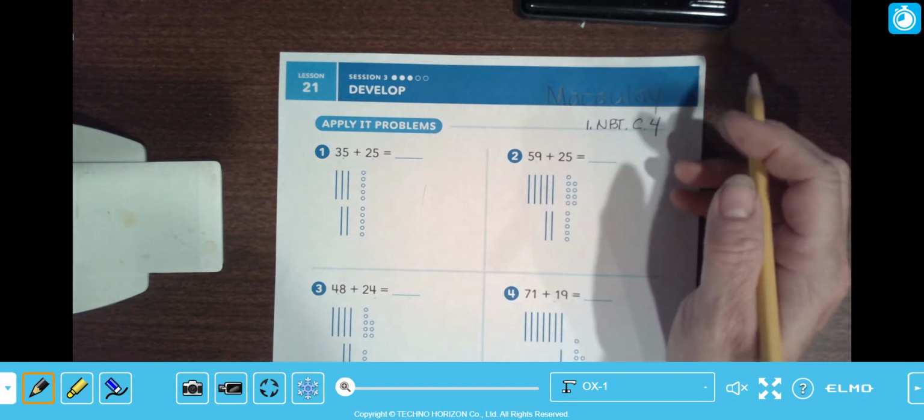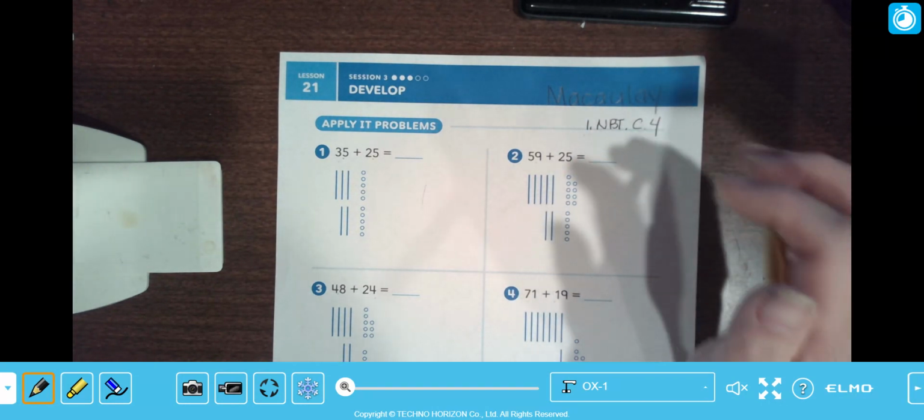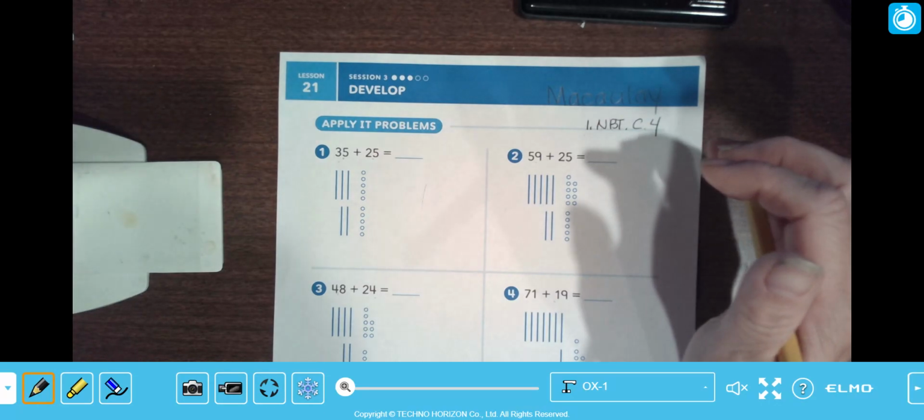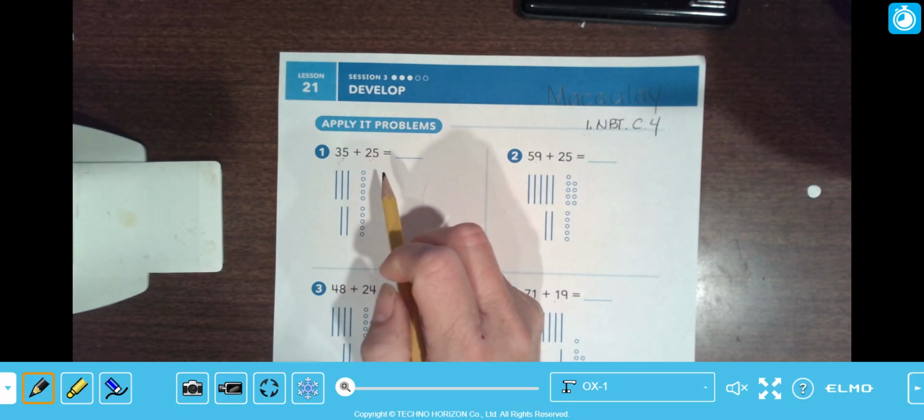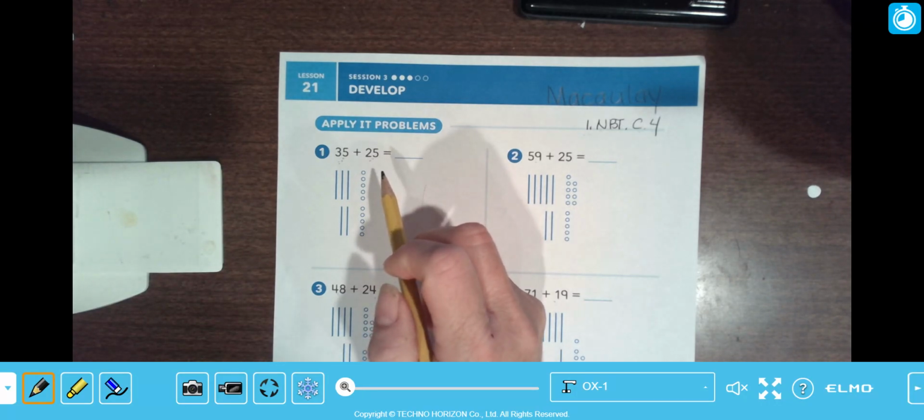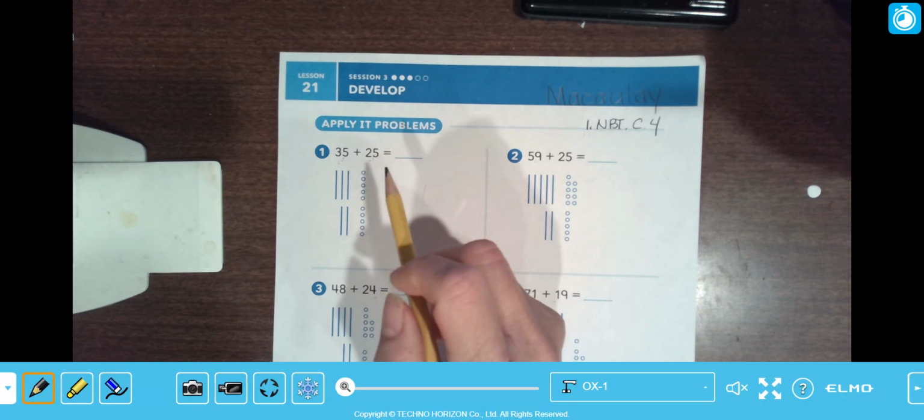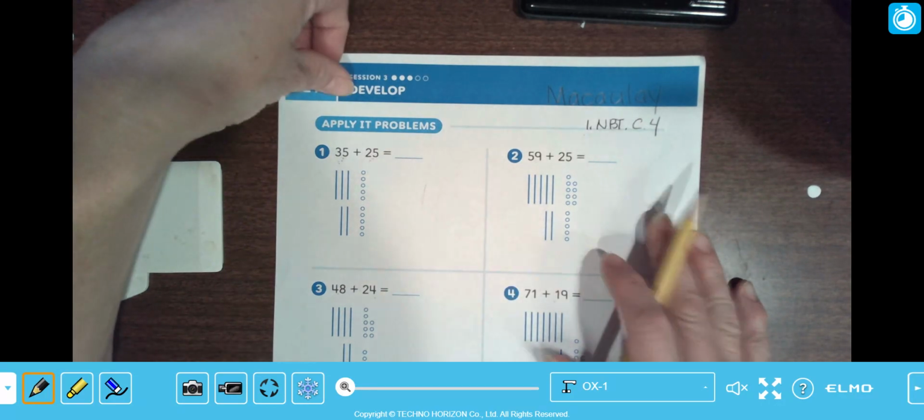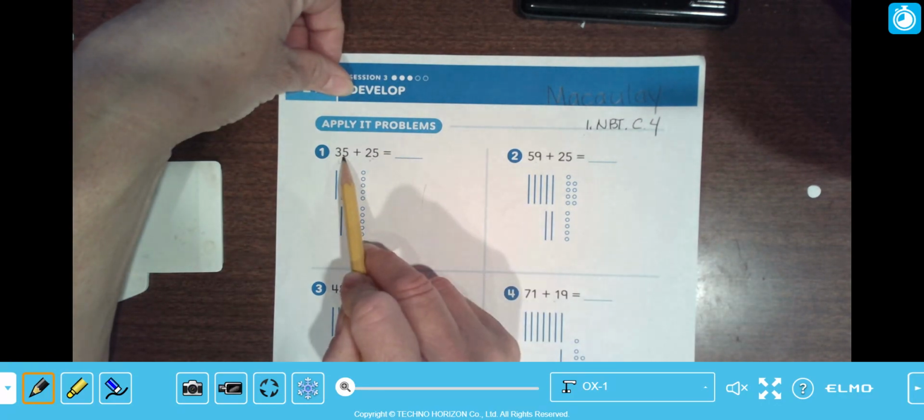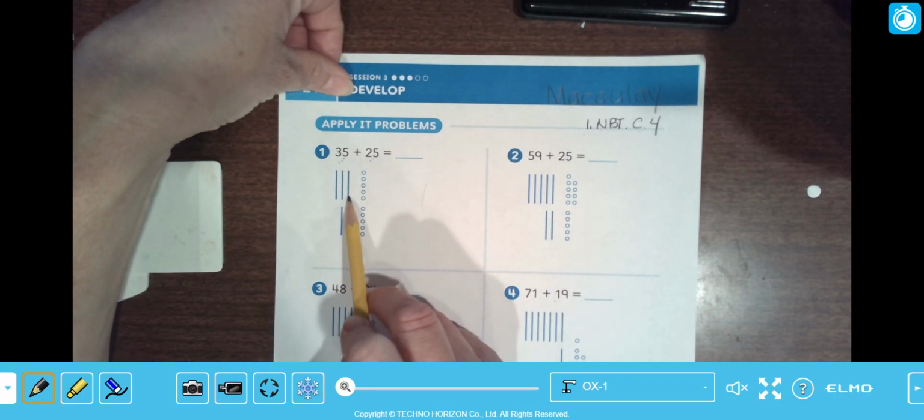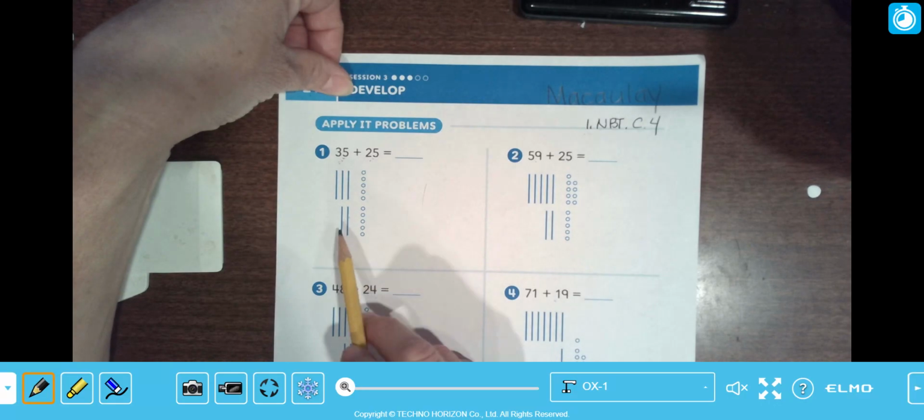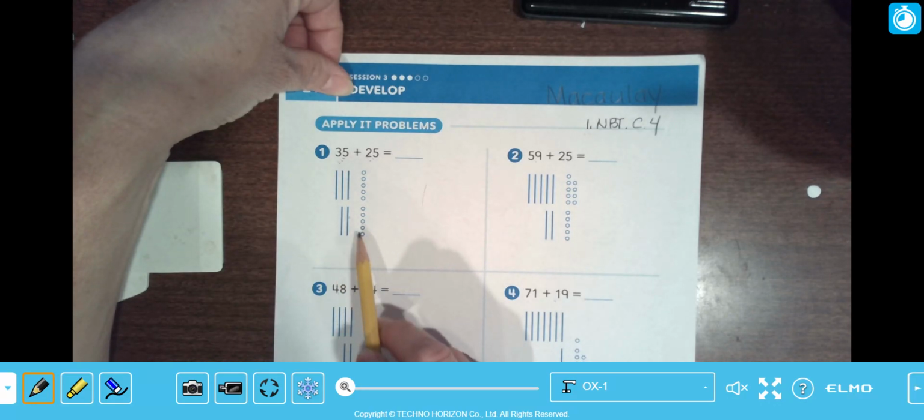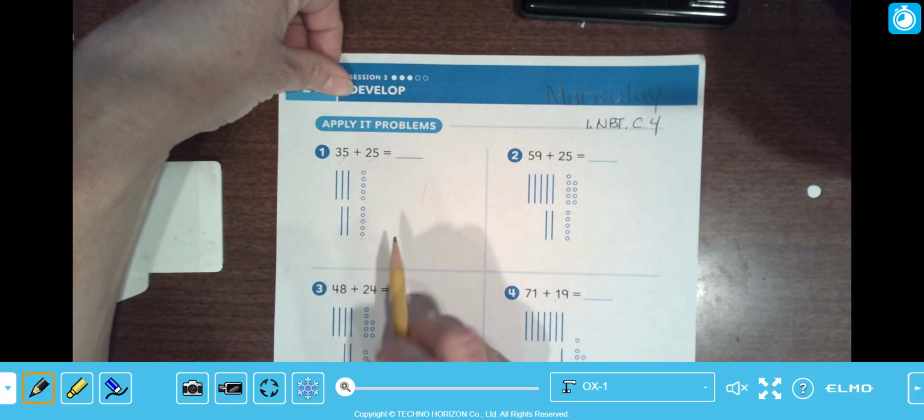Okay, so here's the goal. Say, today I'm learning to add two-digit numbers up to 100. Okay, so we're learning to add two-digit numbers up to 100. So number 35 is already drawn here. 3 10s, 5 1s. Number 25, they already drew it here. 2 10s, 5 1s. All we have to do is add them.